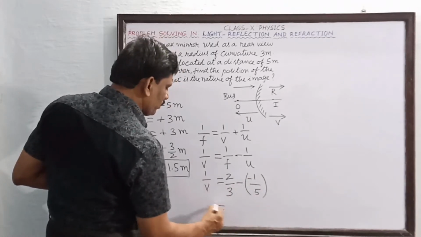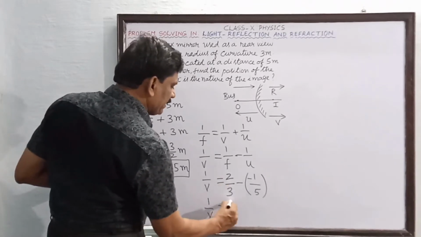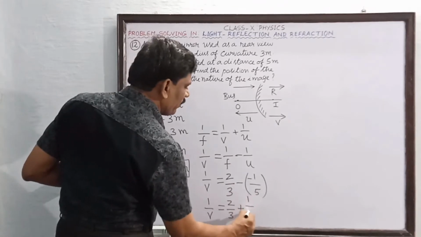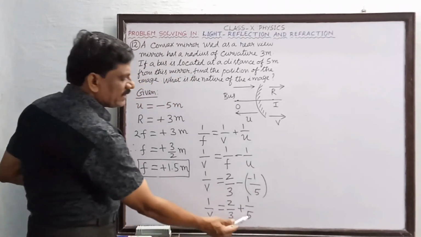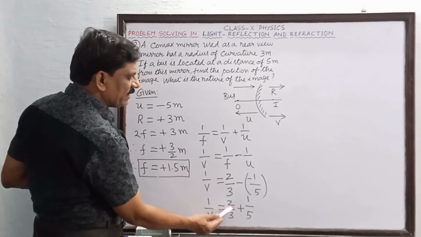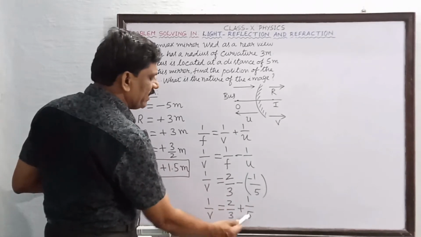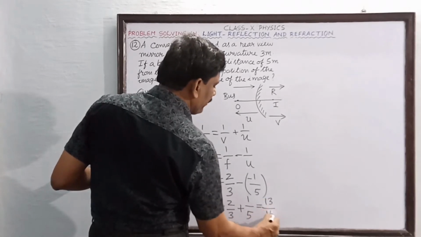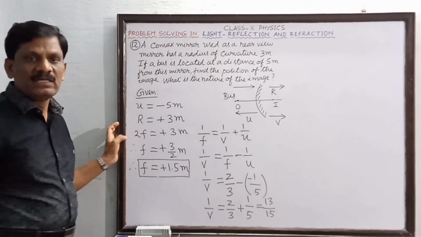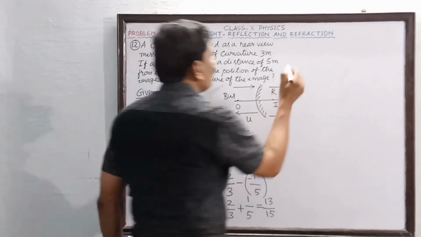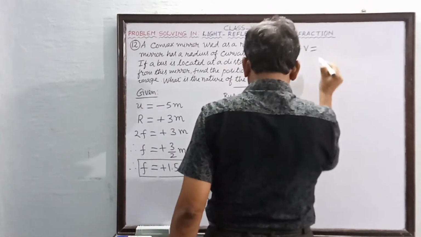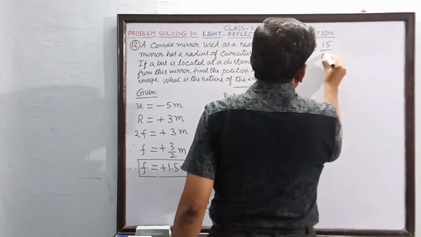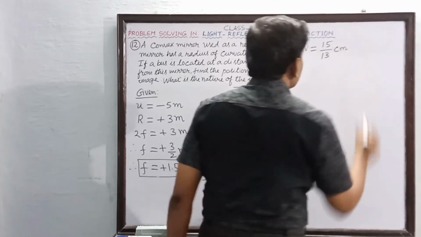So this is now equal to 2 by 3, and minus of minus will become plus 1 by 5. So this is cross multiplication: 5 into 2 is 10, plus 3, 13. So 1 by V is 13 divided by 15. Therefore, the image distance V is now equal to 15 divided by 13.